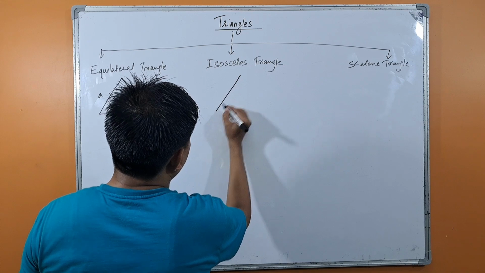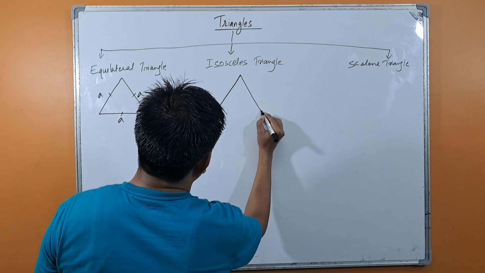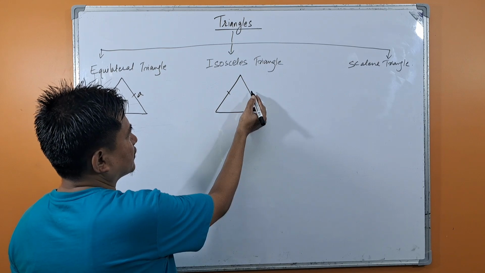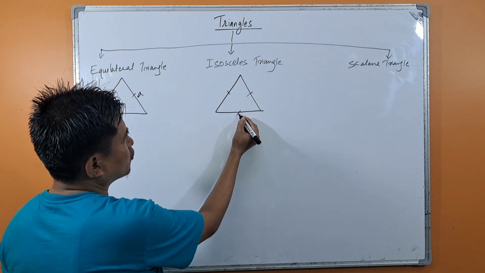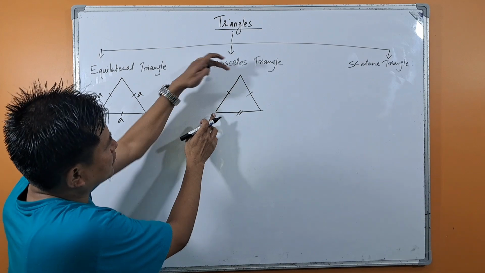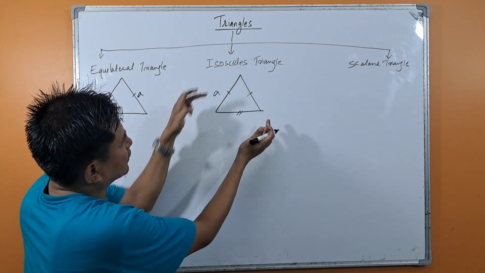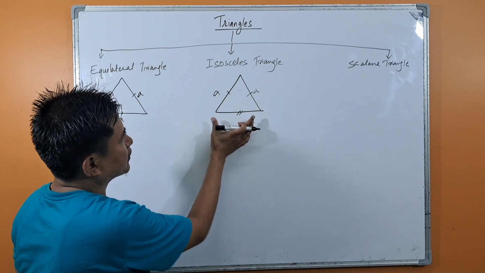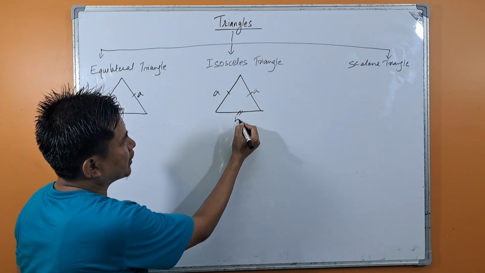An isosceles triangle means a triangle having two sides equal to each other. Suppose this side and this side are equal, but this side is not equal to these sides. If the length of this side is a, the length of this side must also be a units, but the length of this side is not equal, so we write b.